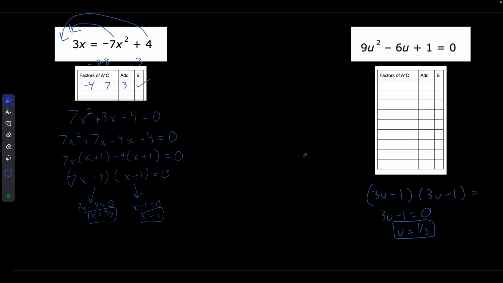And for the second problem, hopefully we remembered to check, is this a perfect square trinomial? Because it is a perfect square trinomial. You could have done it with a times c add to b, but it's faster to just do the perfect square trinomial. And now, when you have the same thing in both parentheses, you don't need to do it twice or anything like that. Your answer is just u equals 1/3, final answer.